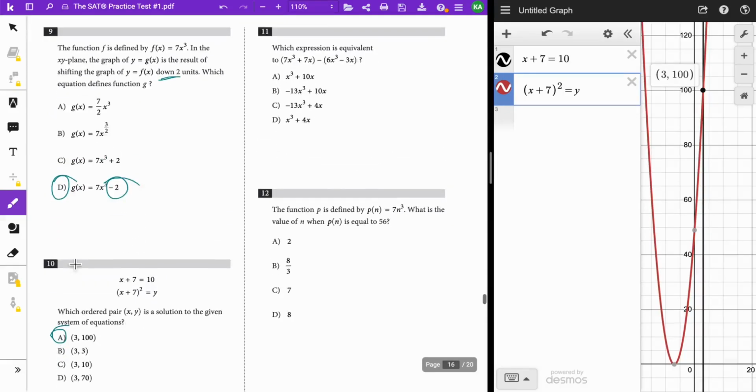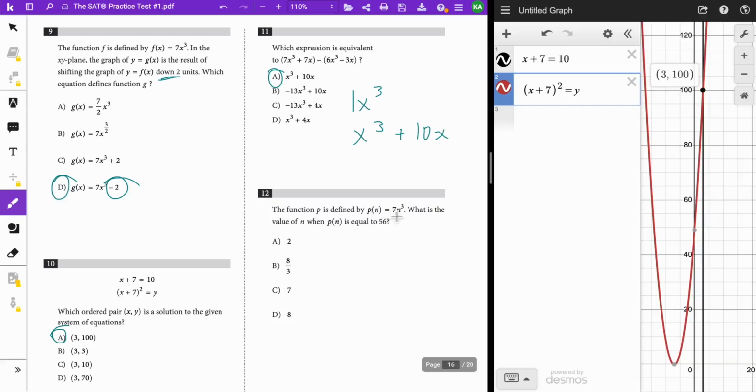Number 11, which expression is equivalent to this one? Well, this is simple because we're going to have 7x cubed minus 6x cubed, which is just 1x cubed, which is the same as x cubed. And then we also have over here the x's we can combine. So 7x minus -3x, that's a double negative. We have to add it. So 7x plus 3x is positive 10x, and that's our answer. We get A.